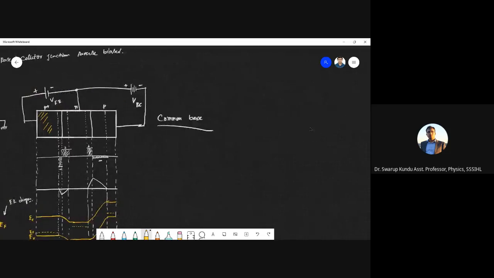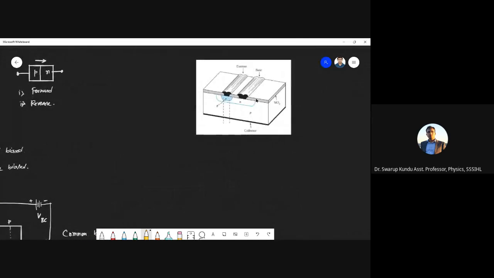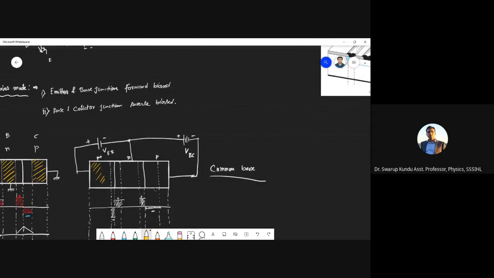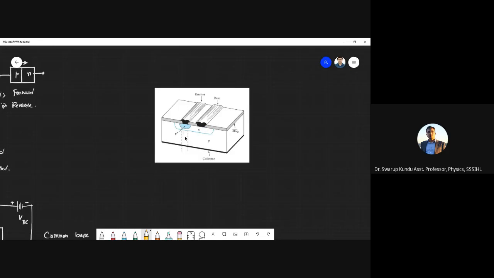Okay, before going there, let me show you a typical transistor. How does it look? It's not just that we write a block PN and they're sandwiched. So practically, we made it like this.